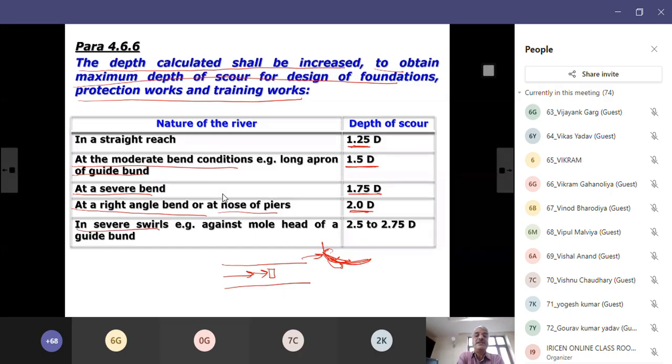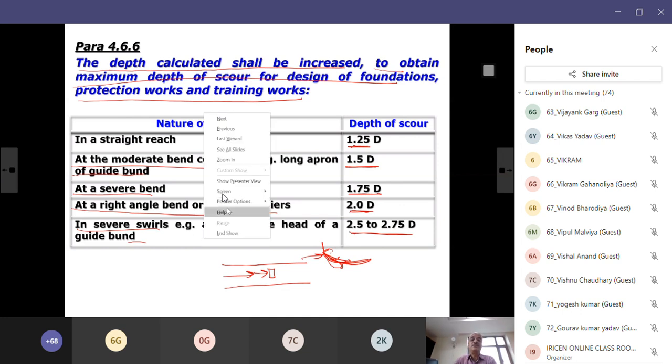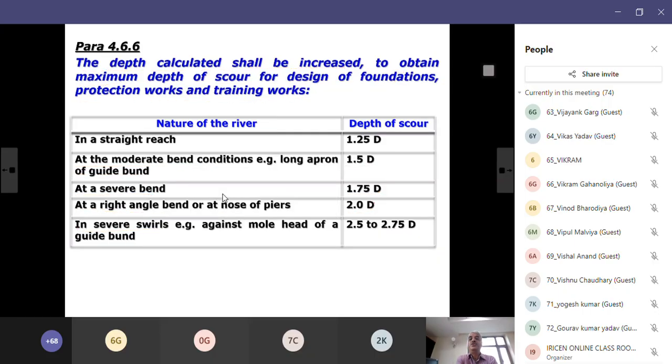And if there are severe swirls, that is, against the mole head of a guide bund, there it almost reverses. If you see the mole head, there you use a factor of 2.5 to 2.75D. These are various factors. For foundations, for piers you use a factor of 2, and for abutments you use a factor of 1.5D.